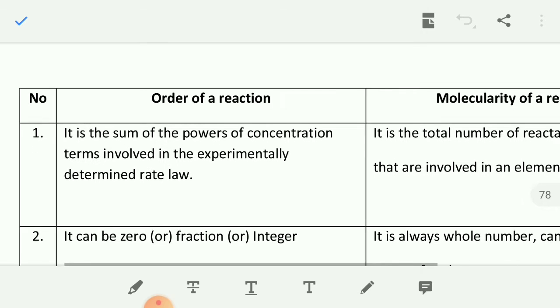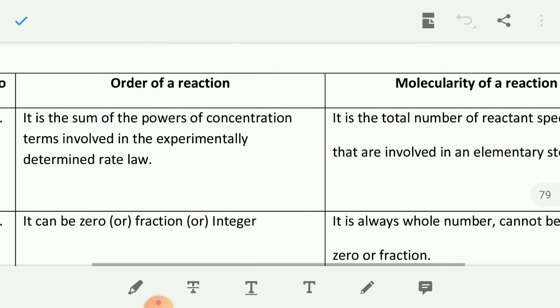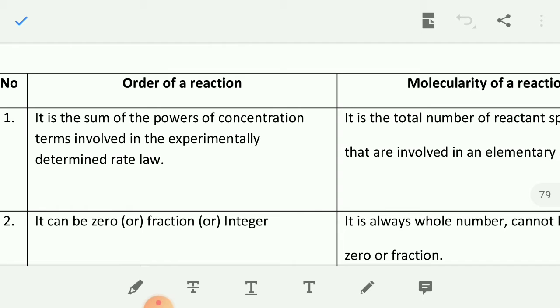Then the difference between order of reaction and molecularity of reaction. Order of reaction is the sum of the powers of the concentration terms involved in the experimentally determined rate law.